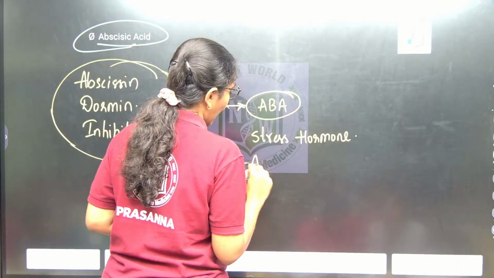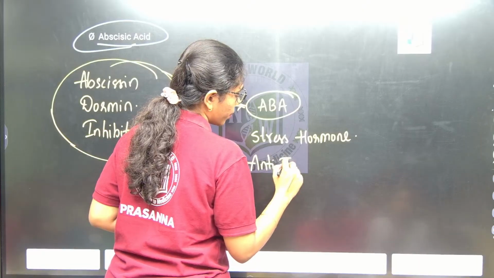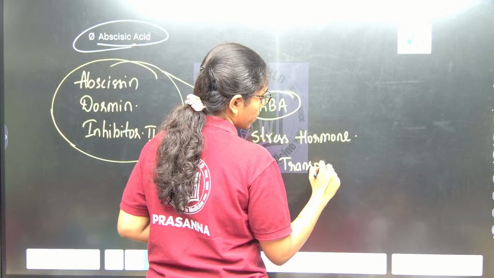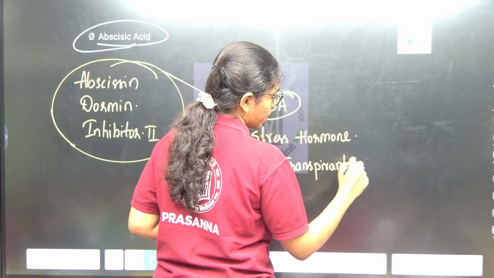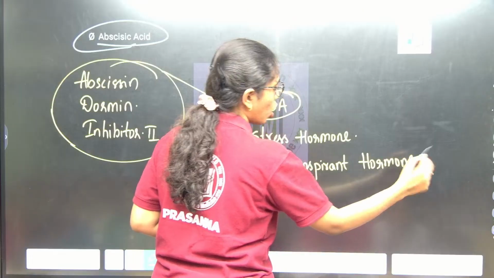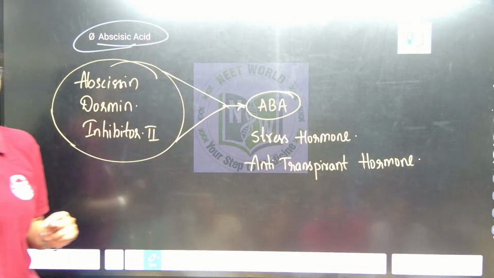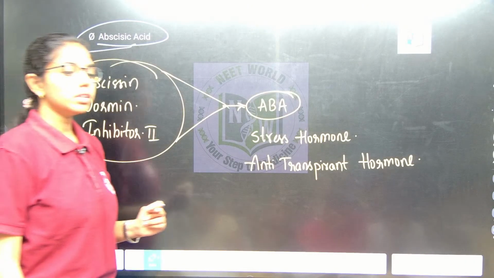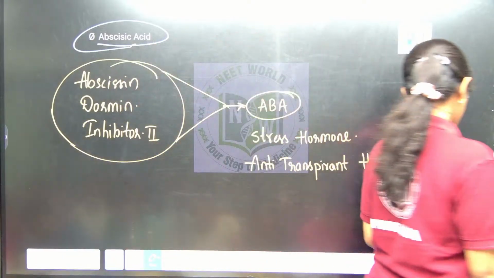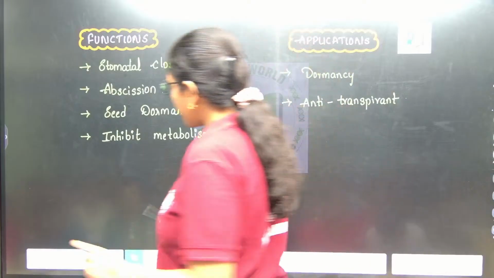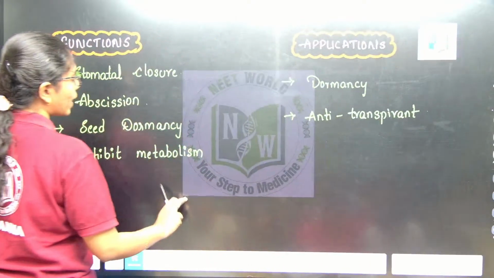or anti-transpirant hormone. Stress hormone or anti-transpirant hormone, which comes to function during stressful conditions. First activity that it promotes is what? Stomatal closure.